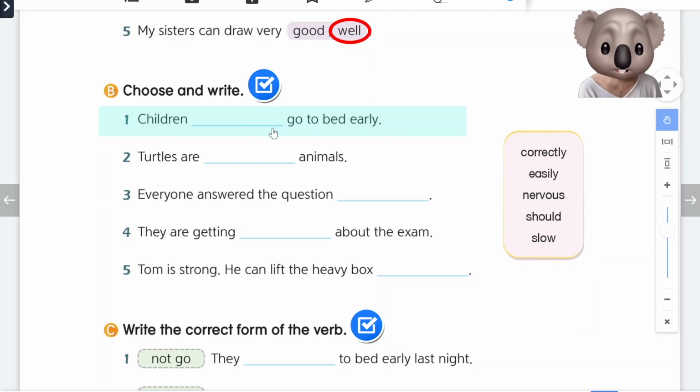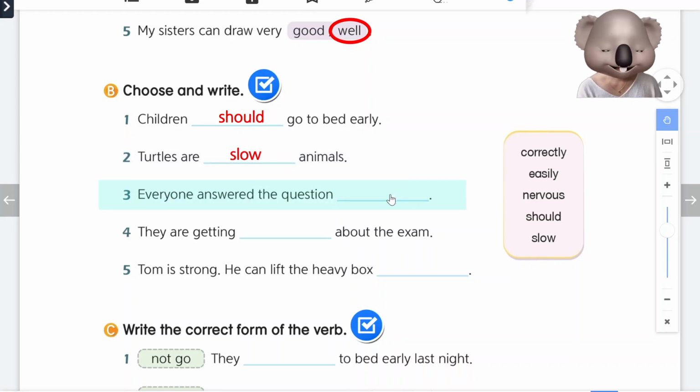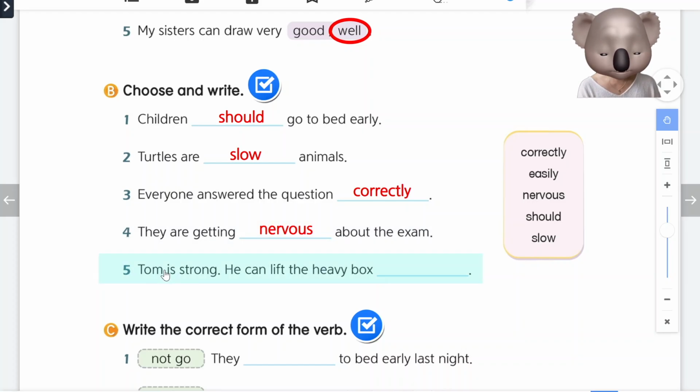Children go to bed early. 조원인 것 같은데? Should go to bed early. Number 2. Turtles are animals. 굉장히 느리게 걷잖아. Slow animals. Number 3. Everyone answered the question. 맞게. Correctly. Number 4. They are getting about the exam. 어떡해. Nervous about the exam. And number 5. Tom is strong. He can lift the heavy box 쉽게.